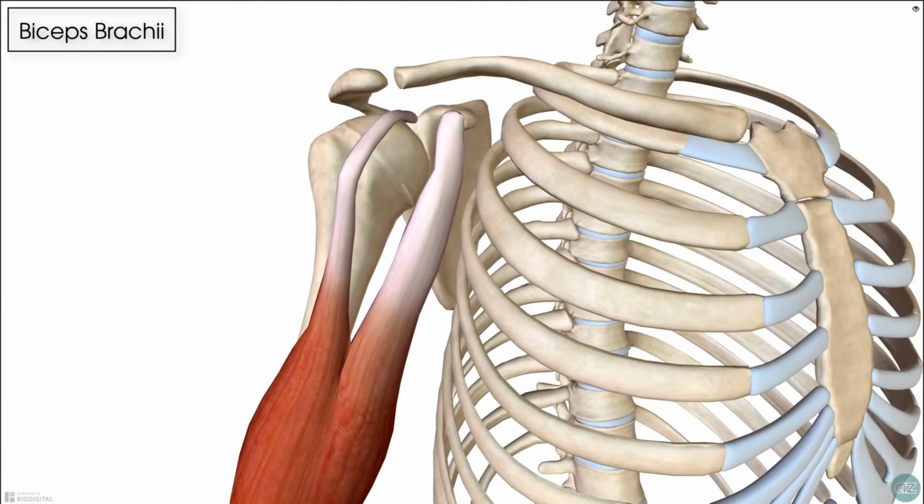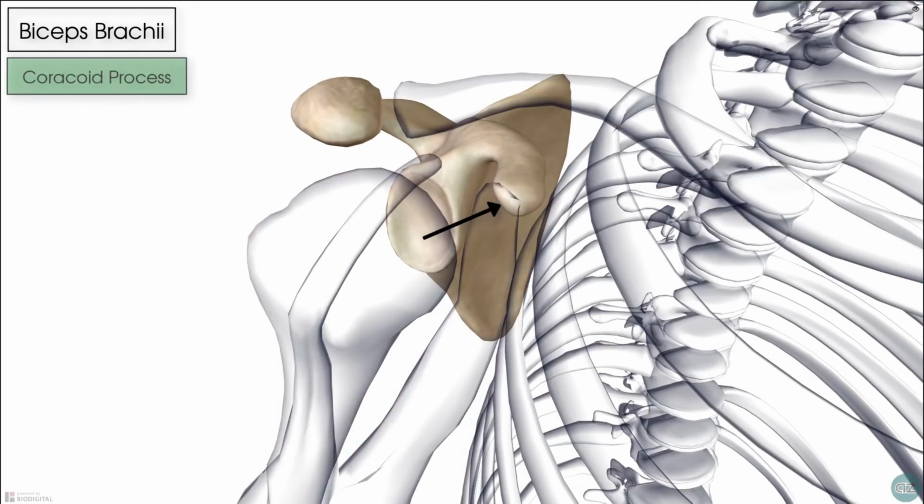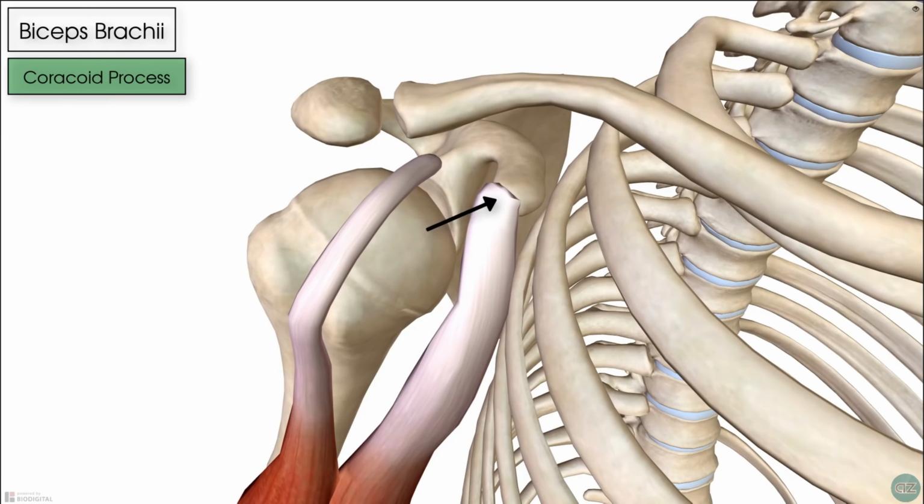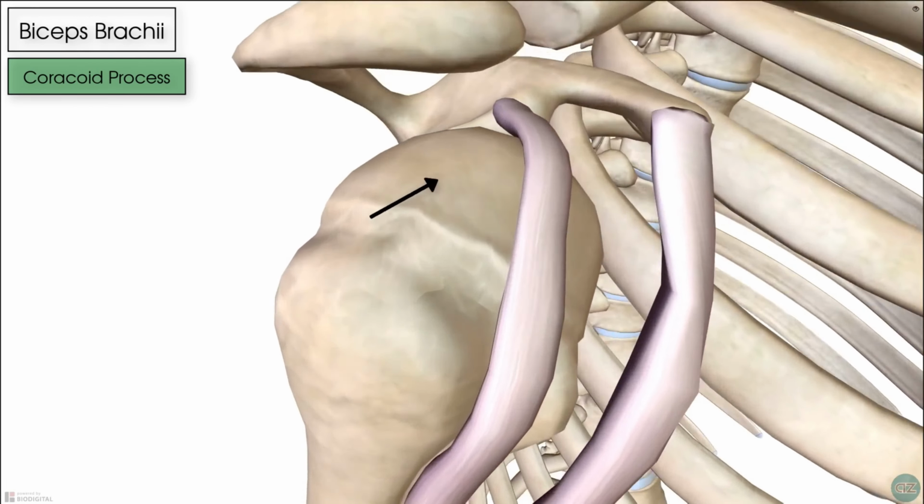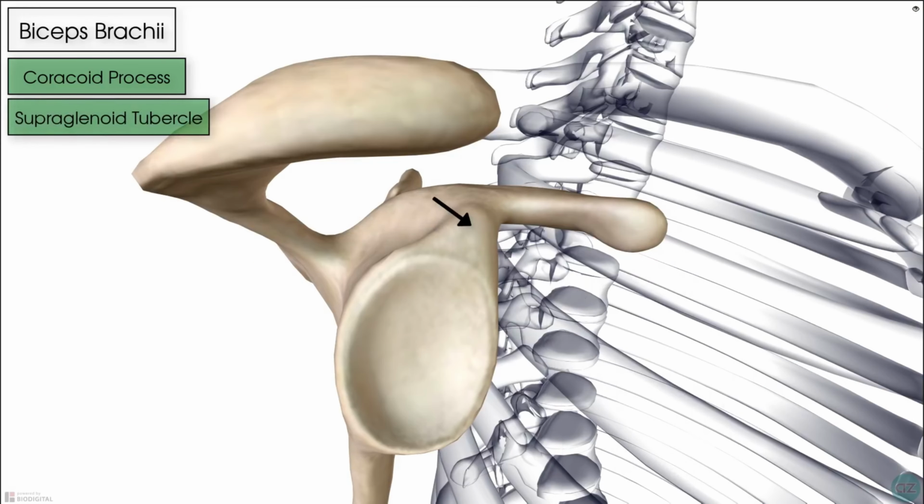So let's begin with its origin. The short head of biceps originates at the coracoid process, and that is this anterior projection that comes off of the scapula. The long head originates at the supraglenoid tubercle. So here is the tubercle just with the biceps removed. The supraglenoid tubercle is found as a bump at the most superior aspect of the glenoid fossa, and the glenoid fossa is on the scapula, and that houses the humeral head to form the shoulder joint.